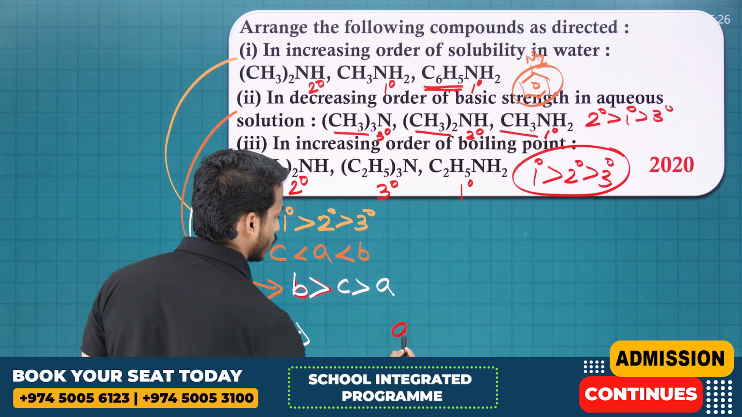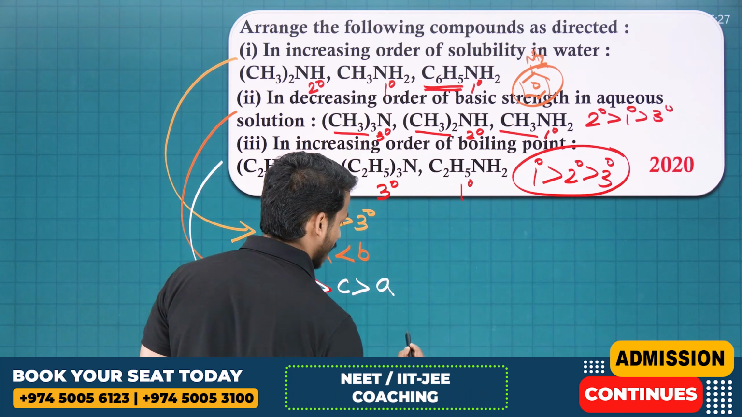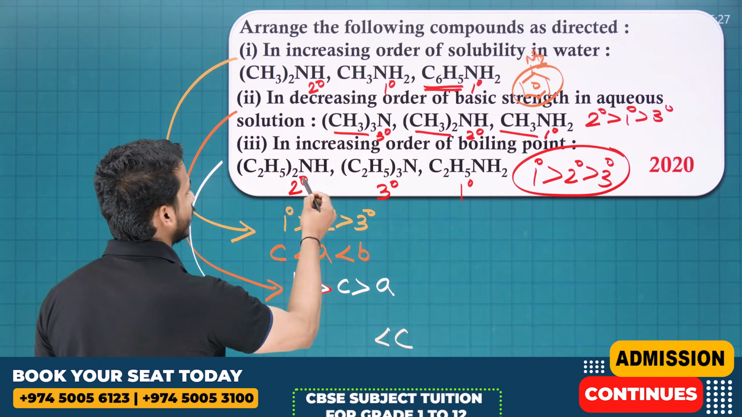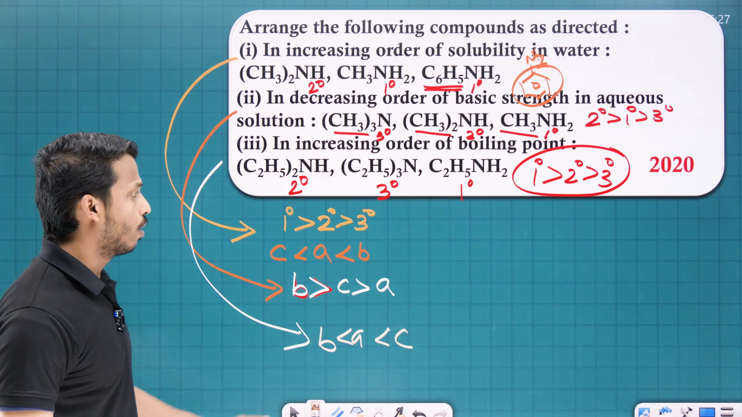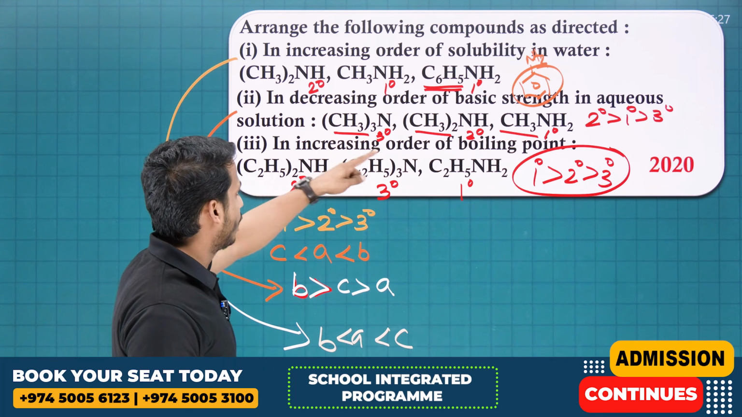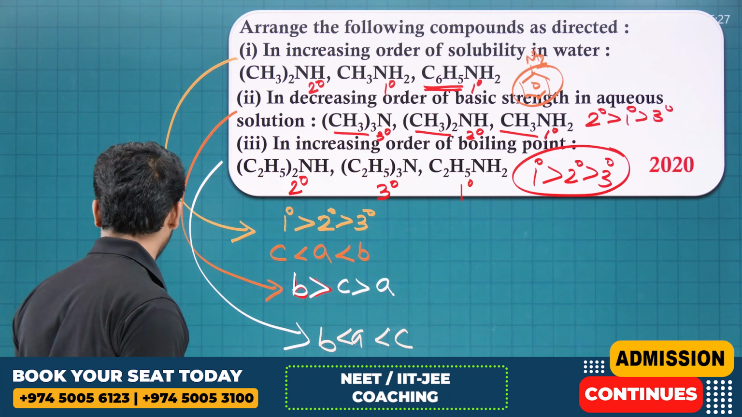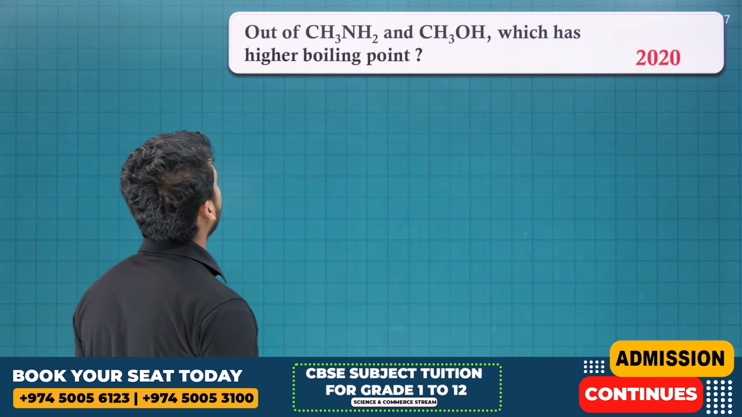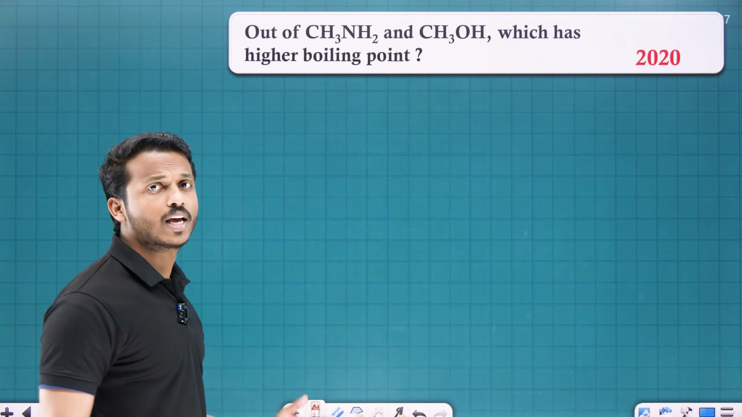C is the highest one. Check it all of you. After that, secondary A and B, so B, A, C, right? Check it all of you. Order. Okay. I'm just writing faster. So, C is the highest one because it's primary. Then A, then B. Clear. Next one. Out of CH3NH2 and CH3OH, which has higher boiling point?